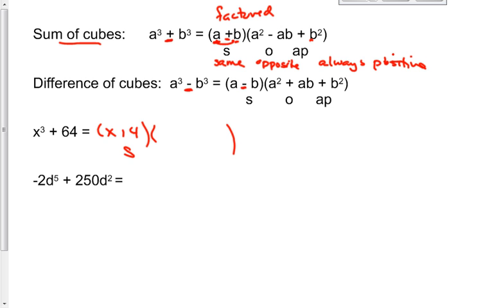Now I'll take my x term and square that. Next up comes my two terms multiplied together. x times 4 is 4x. And in the back is my b term squared. 4 squared, 16. Same, opposite, minus sign, always plus, plus.